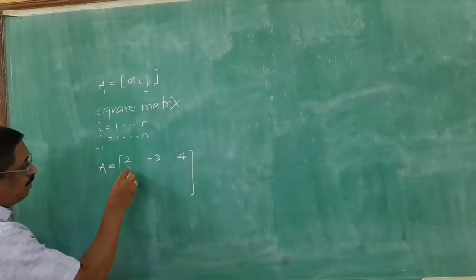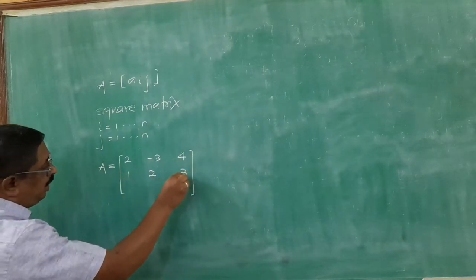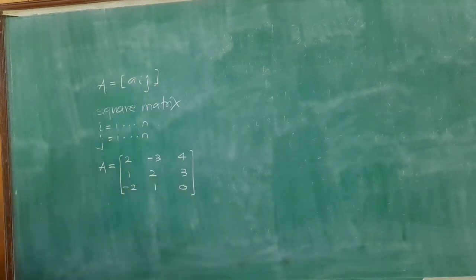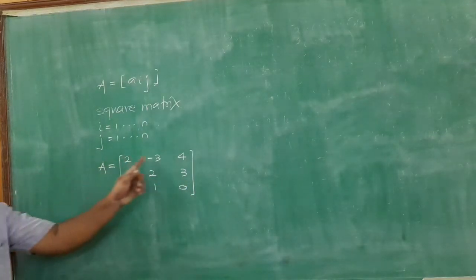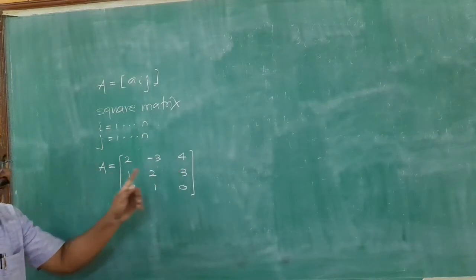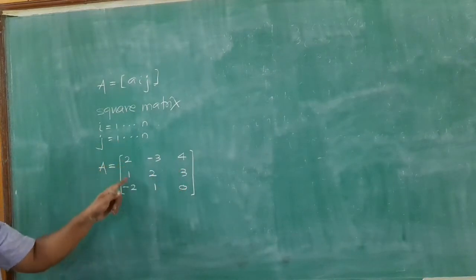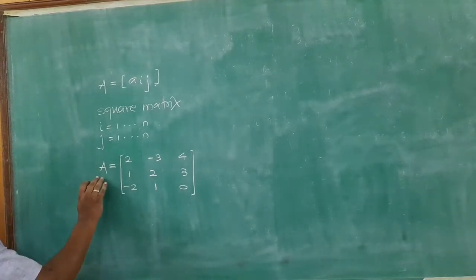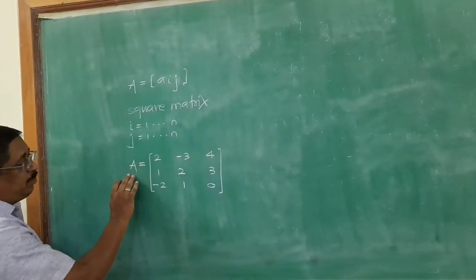The second row is 1, 2, 3. The third row is minus 2, 1, 0. These are the first row elements, second row elements, third row elements, first column, second column, third column elements. We are going to find out the adjoint of this matrix.